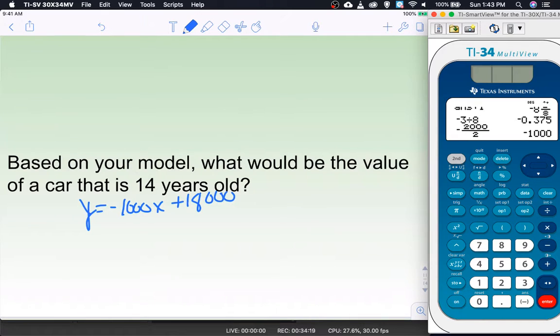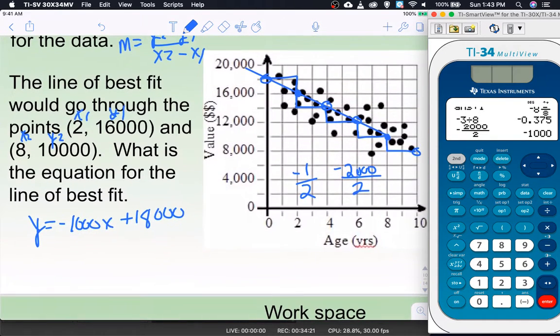You can either use the graph here, or you can use the equation. I'll pause and I'll let you do the problem right now. Value of a car that is 14 years old.